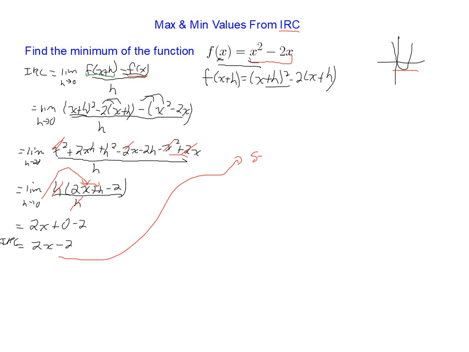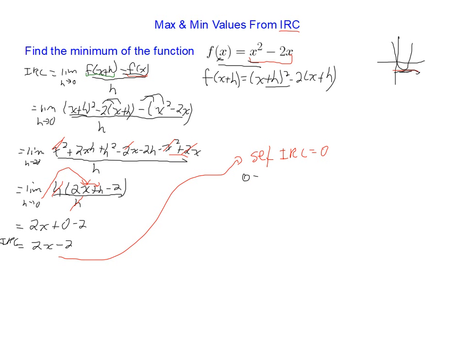We want to set the IRC equal to 0 to find out where the slope of the tangent is equal to 0, because when the slope of the tangent is 0, we have a horizontal line, and that happens at a minimum or a maximum. So we're going to set the instantaneous rate of change equal to 0.